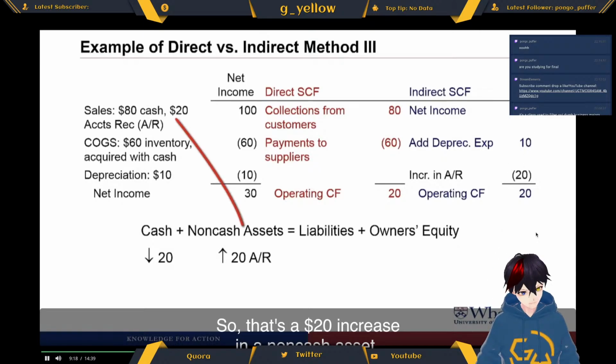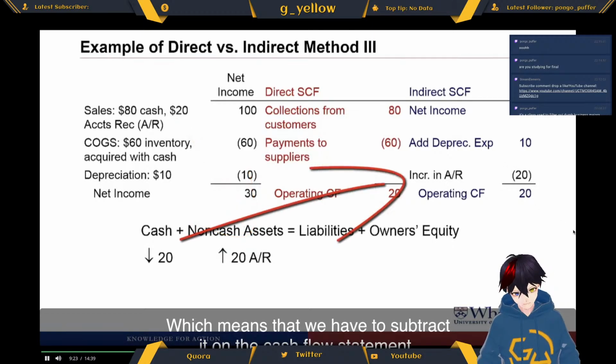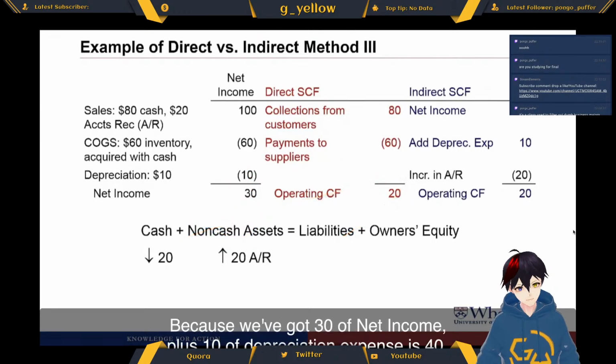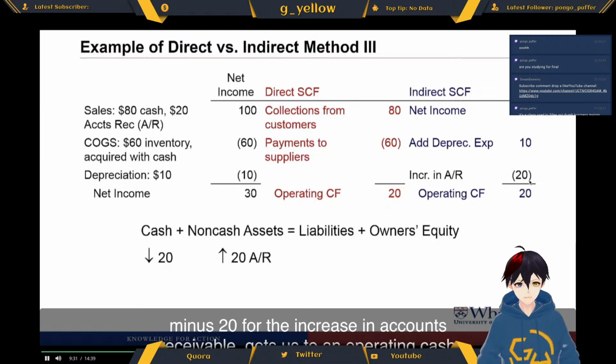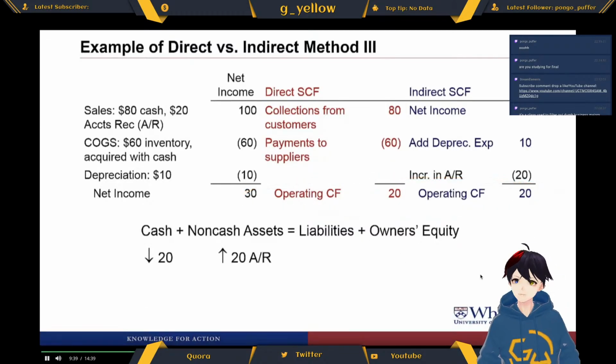For an increase in a non-cash asset, you haven't received cash, so you subtract it on the cash flow statement. And if we look, that makes it work: we've got 30 of net income plus 10 of depreciation expense, which is 40. This minus 20 for the increase in accounts receivable gets us to an operating cash flow of just 20, which is the same answer that we got under the direct method.